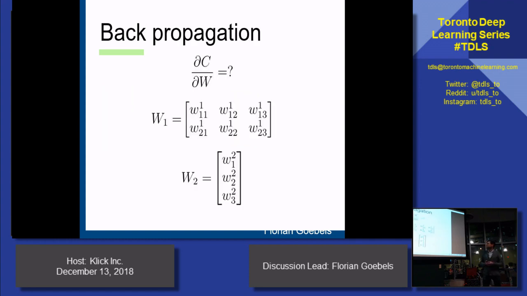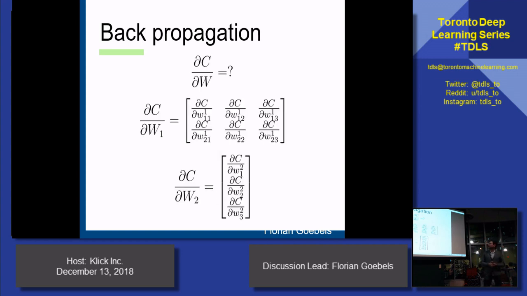And what do my weight matrices look like? In the first layer, I have 6 weights. In the second layer, I have 3 weights. And now I want to calculate the partial derivatives of the cost with respect to each individual weight. So for this cost function, I want to take the derivative against this weight, and so on and so on and so on.